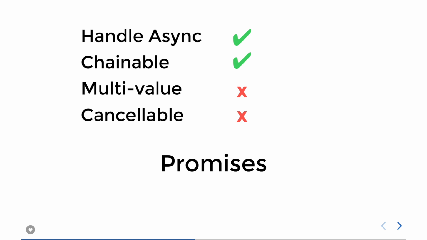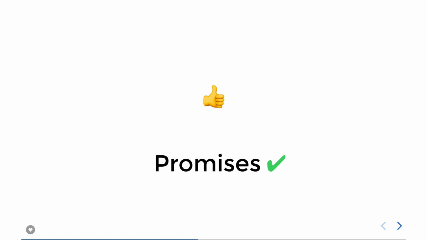So it does async, which is great. It's also chainable, which is amazing. But it's still kind of lacking two things. We'll touch on it. Promises are good. Now, we still use promises a lot. I still use promises a lot.